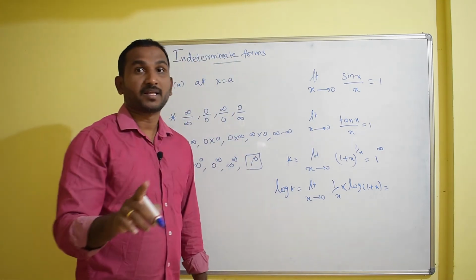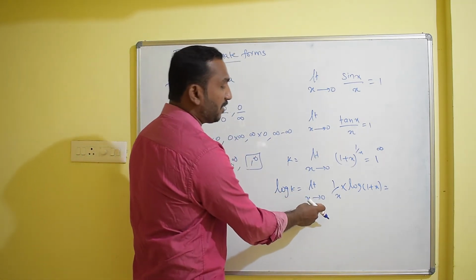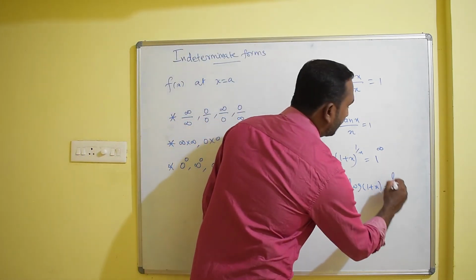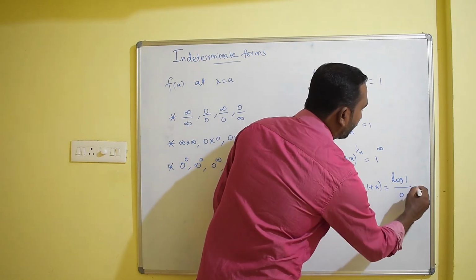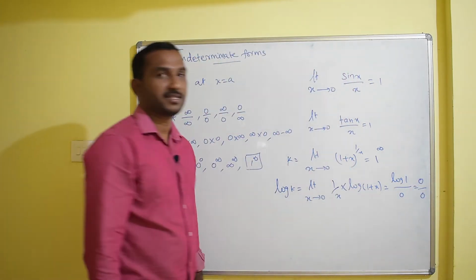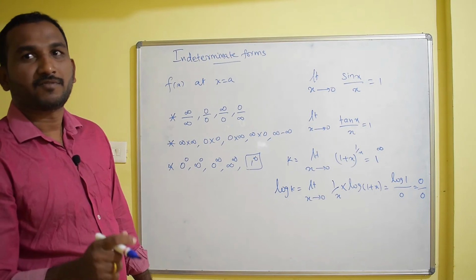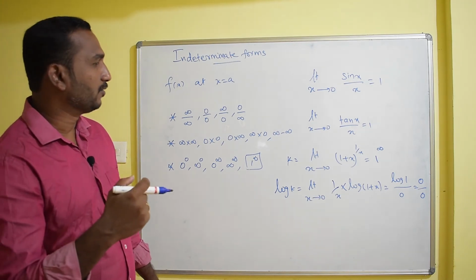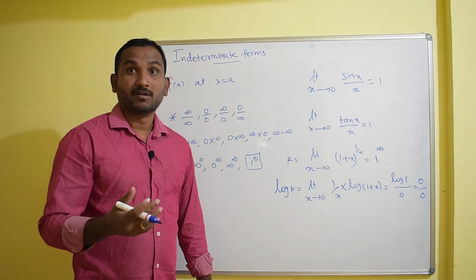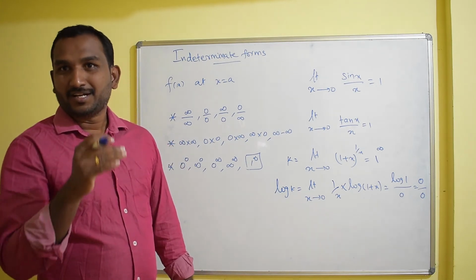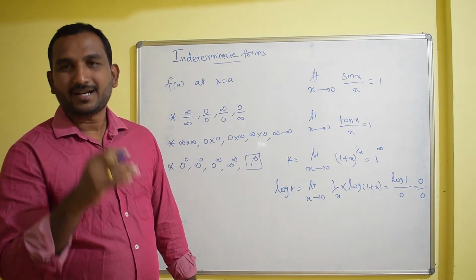Now again we want to apply the limit. If you apply the limit, what will happen? Log 1 divided by 0. Log 1 we know is 0, so it is 0 by 0. Yes, we got the a by b form. Now we can apply the L'Hospital rule. What does L'Hospital rule say? Differentiate the numerator and denominator independently.